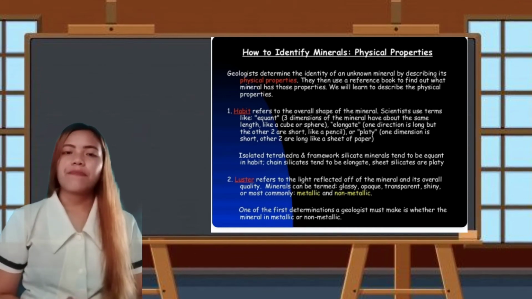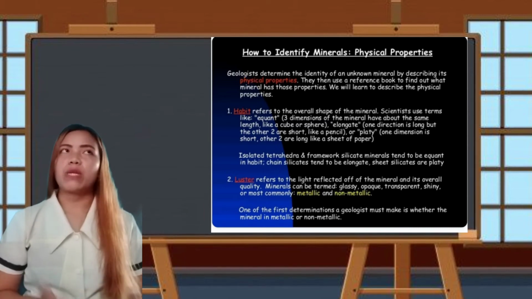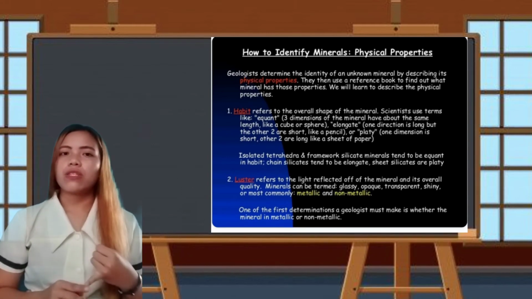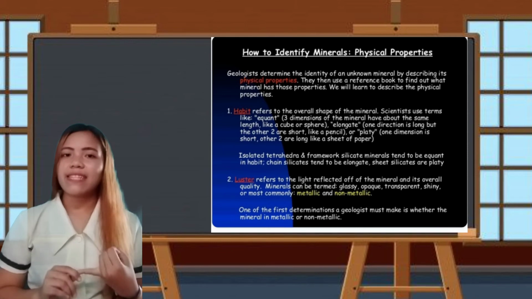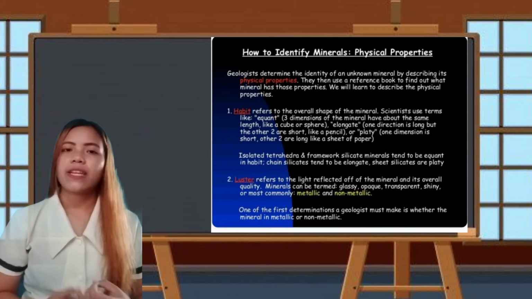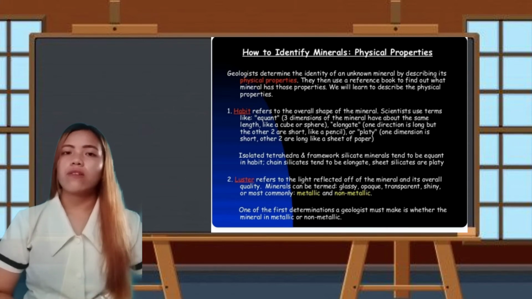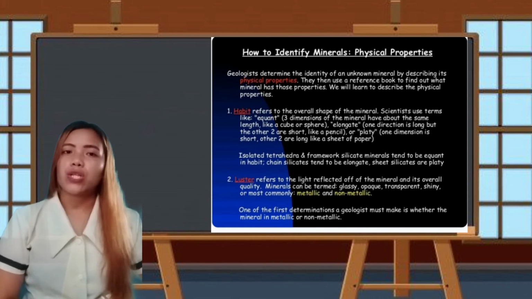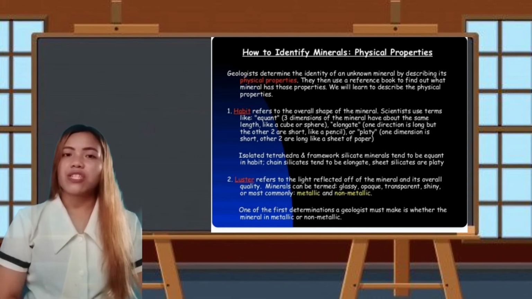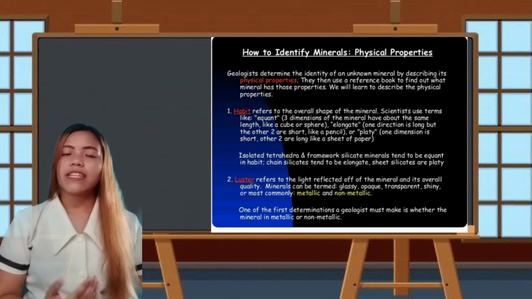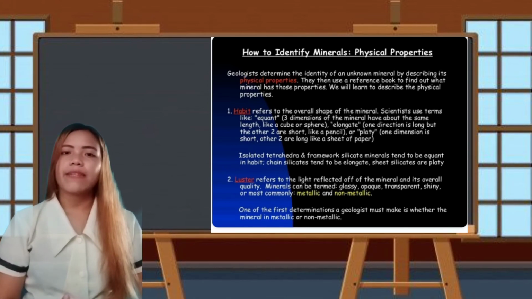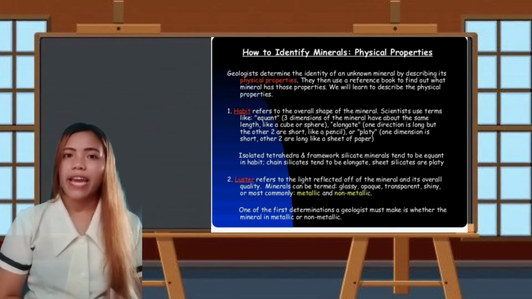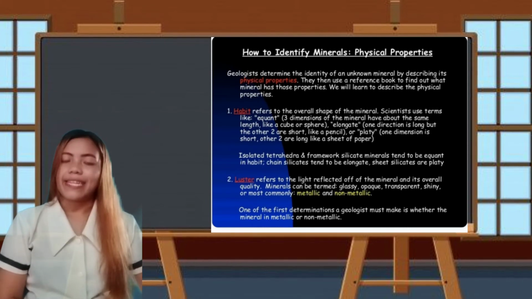First is the habit. It refers to the overall shape of the mineral. Scientists use terms like equant, where the three dimensions of the mineral have about the same length, like a cube or sphere. Elongate, one direction is long but the other two are short, like a pencil. Or platy, one dimension is short, the other two are long, like a sheet of paper. Isolated tetrahedron and framework silicate minerals tend to be equant in habit. Chain silicates tend to be elongate, and sheet silicates are platy.